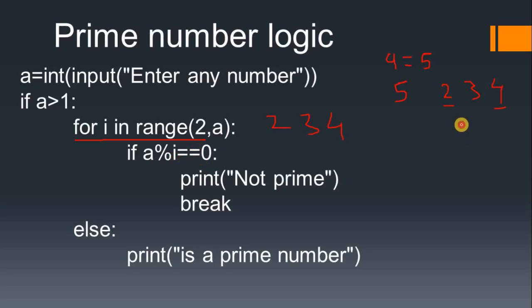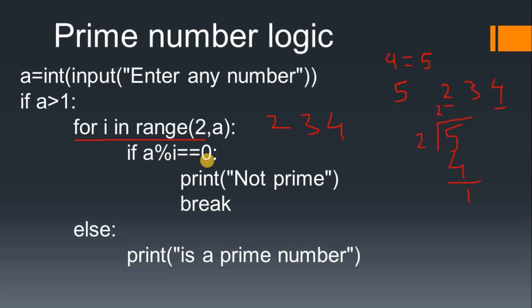Okay, 5 modulus 2 means what? How will it work? It is 5 divided by 2. 2 twos are 4 and we are getting the remainder 1. So it is not equal to 0, because this sign will check the remainder. It will not take the quotient. So here the remainder is 1, so it is not equal to 0.